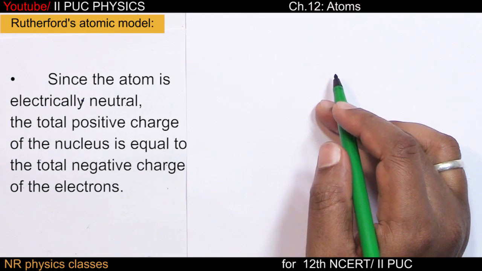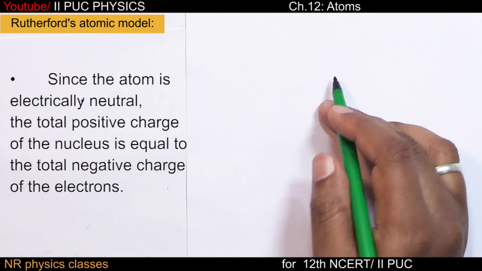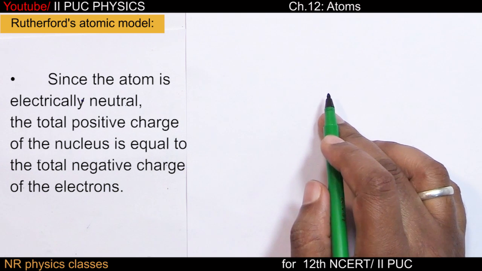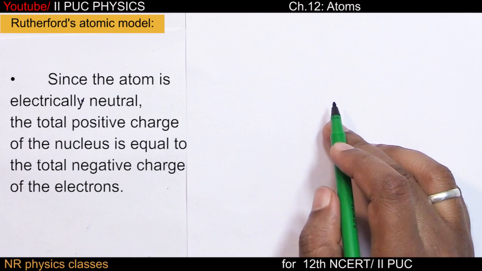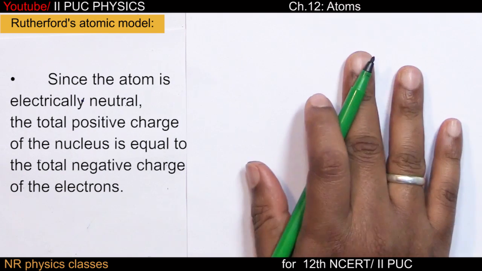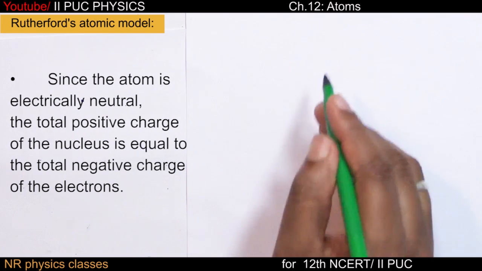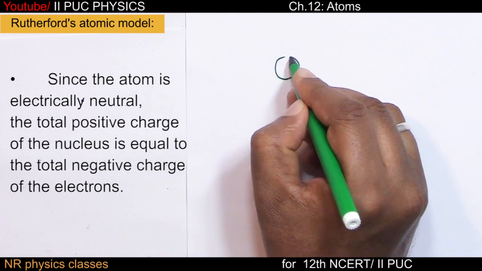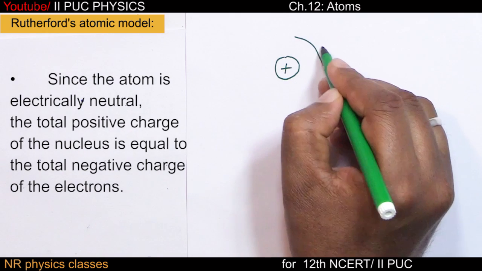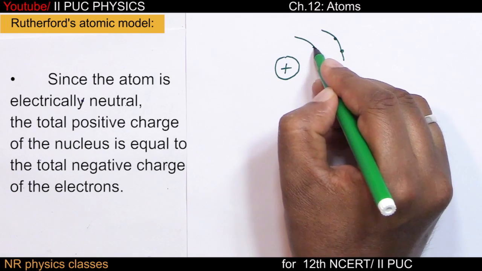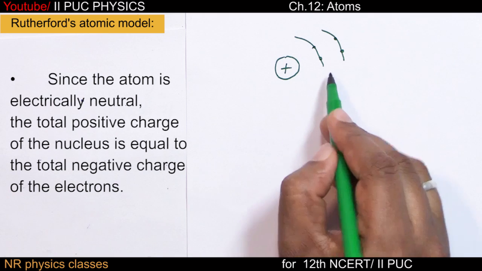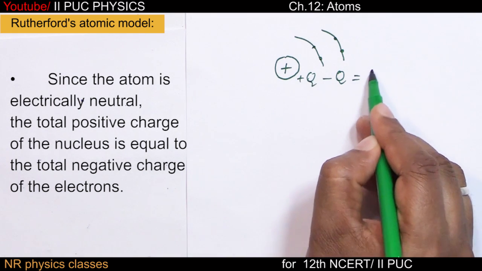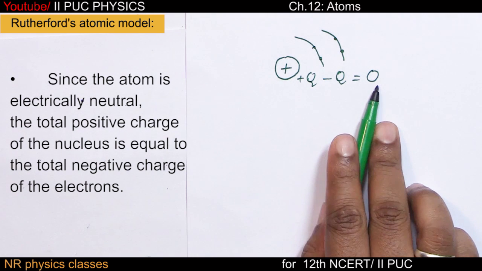Next point. Since the atom is electrically neutral, the total positive charge of the nucleus is equal to the total negative charge of the electrons. Atom is electrically neutral. This is observed. So the atomic model should conclude that the total charge of the nucleus should be equal to the total charge of the electrons. If there are a number of electrons, then the net negative charge should be equal to the net positive charge. Thereby, the atom is electrically neutral.